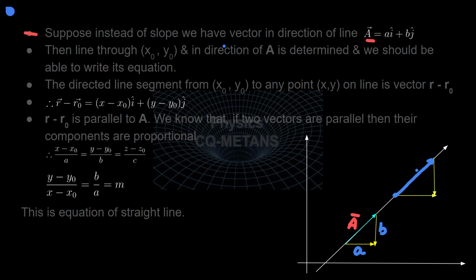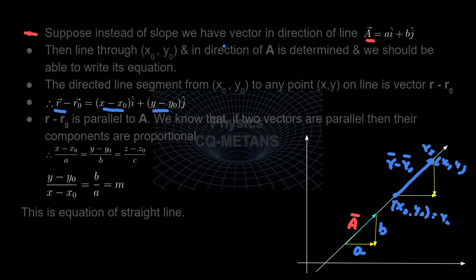Now the coordinates of this point, let us define it as x naught, y naught, which is equal to r naught, and xy over here, and let us define this point as r. So this vector will be r minus r naught, which we have written over here. That is x minus x naught i cap plus y minus y naught j cap.